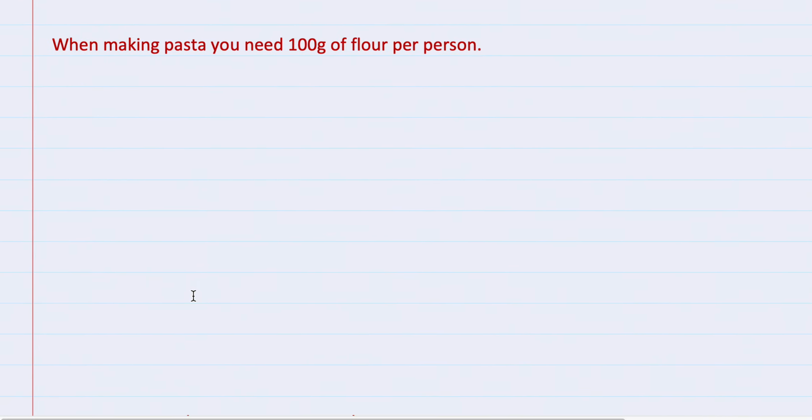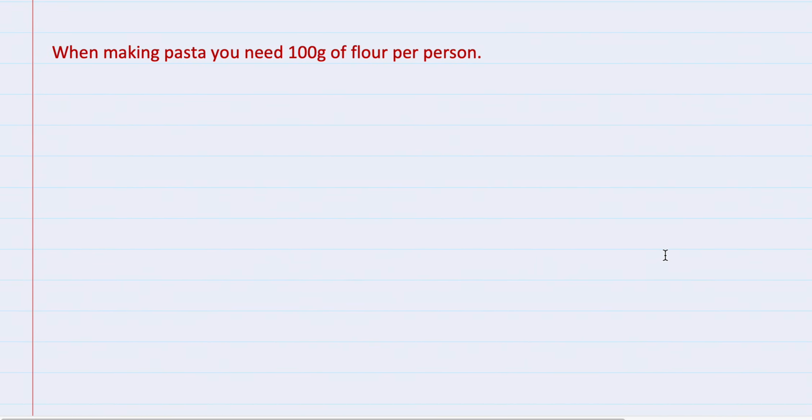Let's have a look at this one. When making pasta, you need 100 grams of flour per person as an approximate thing. Down the bottom, we would have our people, because per person would be our independent variable. And our flour is what we're measuring. So say we had 10 people, we'd need a kilo of flour. We had 5 people, we'd need 500 grams of flour.